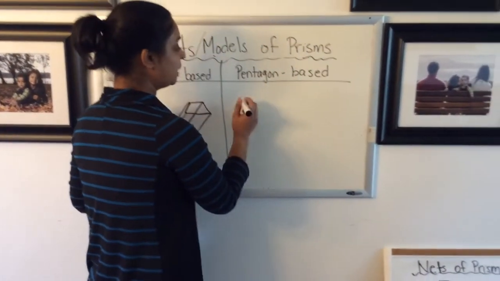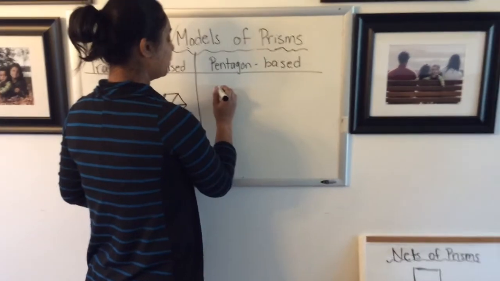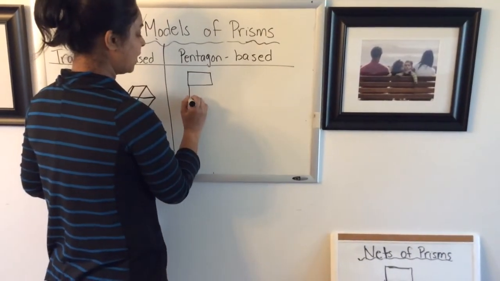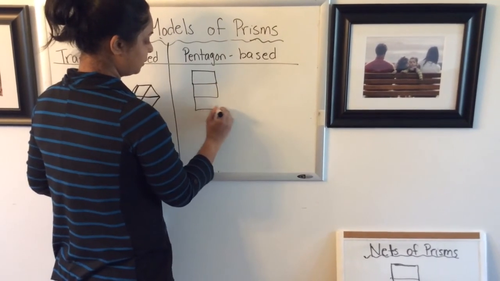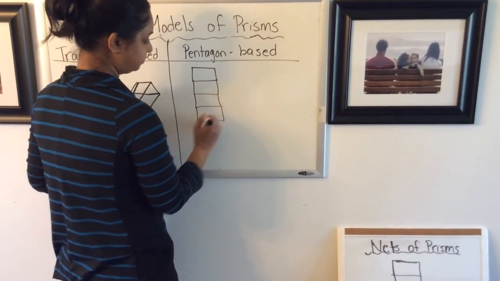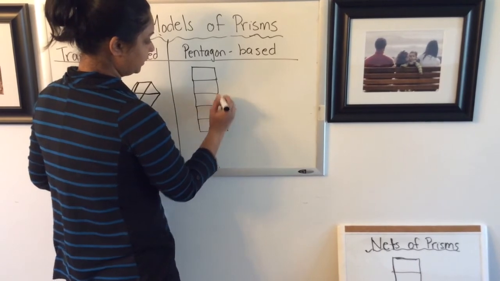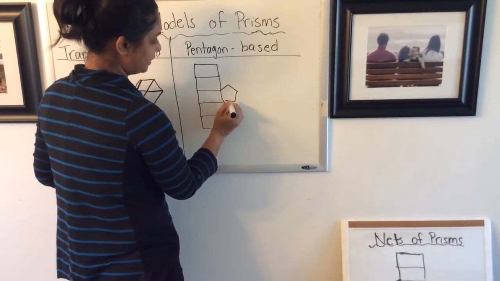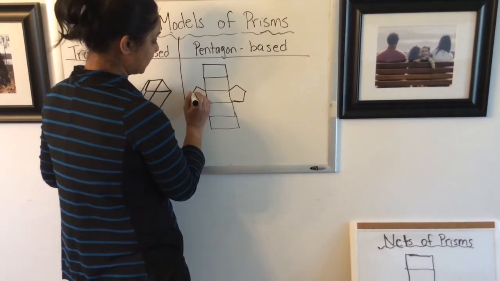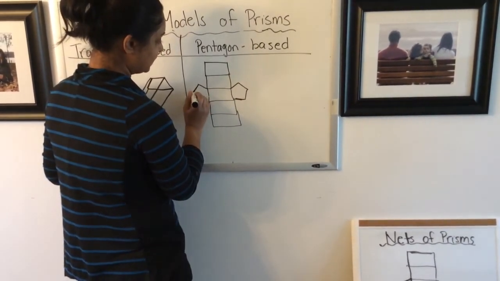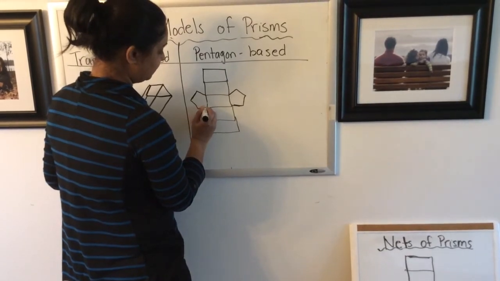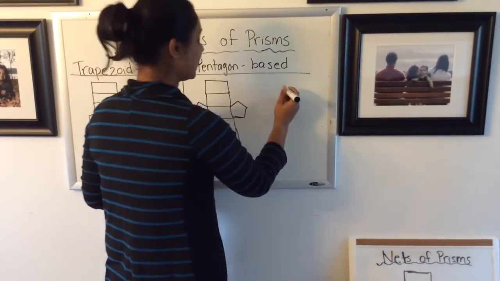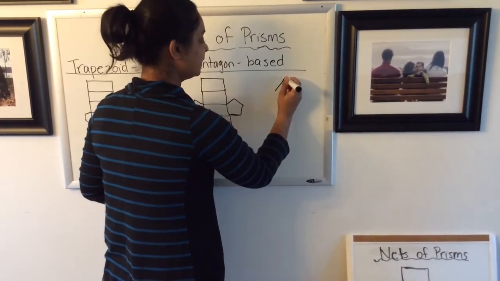Okay, your pentagon based prism, if I were to do my net, I know I need 5 rectangles. Okay, and I'm going to just put my pentagons here. So just do your best with your sketches. I know that it's kind of tricky, and like me, you might have to start over again and try again. That's just kind of how it goes.